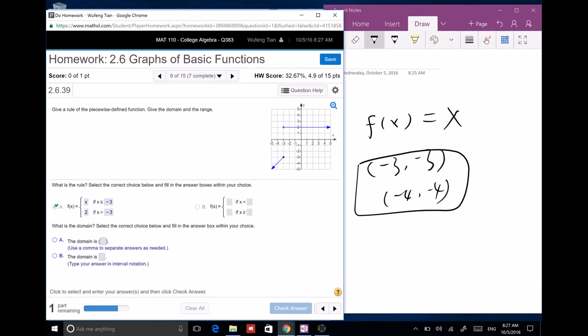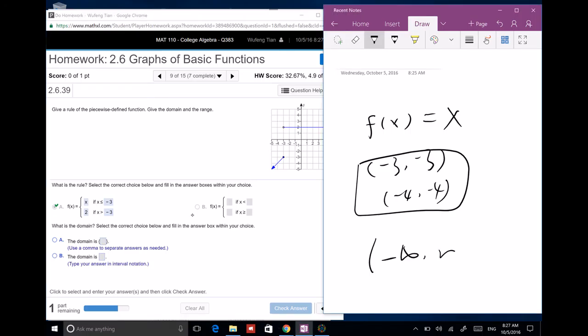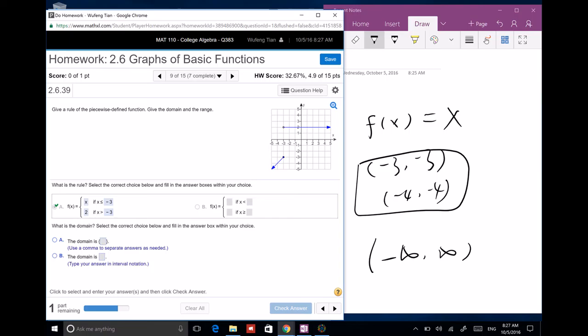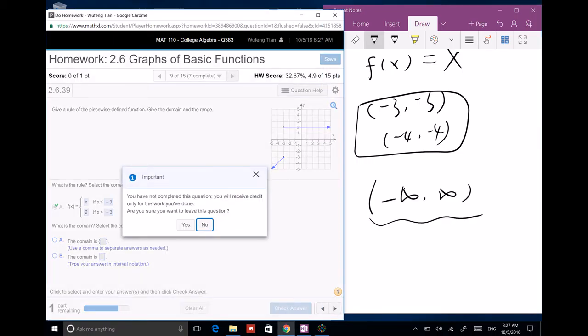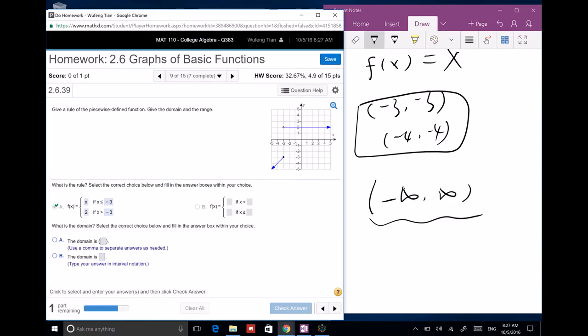Okay. The domain is -infinity to +infinity. There are no points which are undefined. So -3 is defined here, it's undefined there, it's okay. So the whole domain is still defined. Next one.